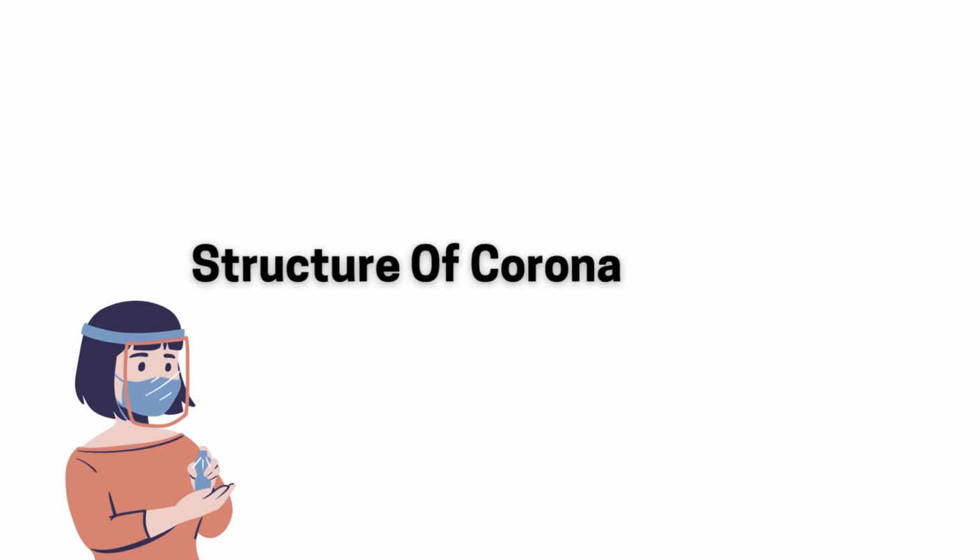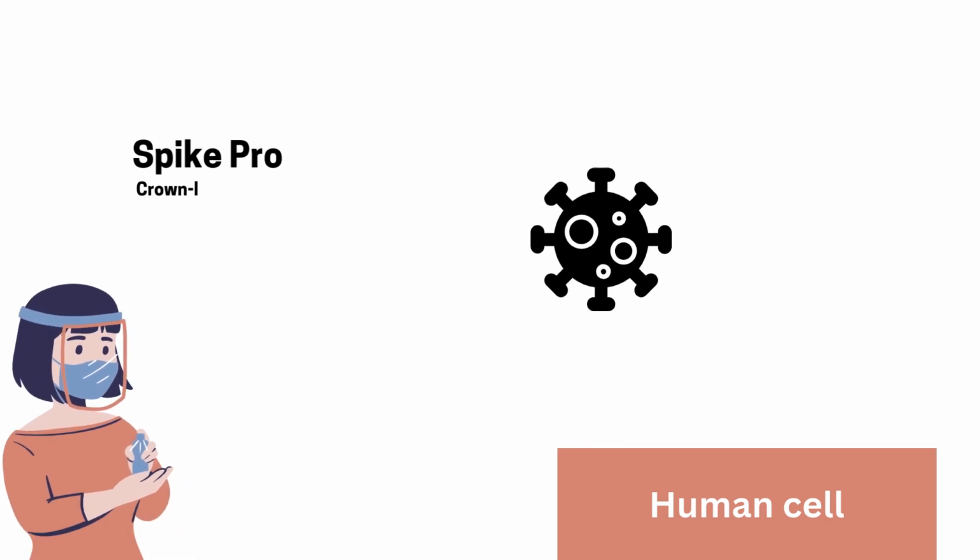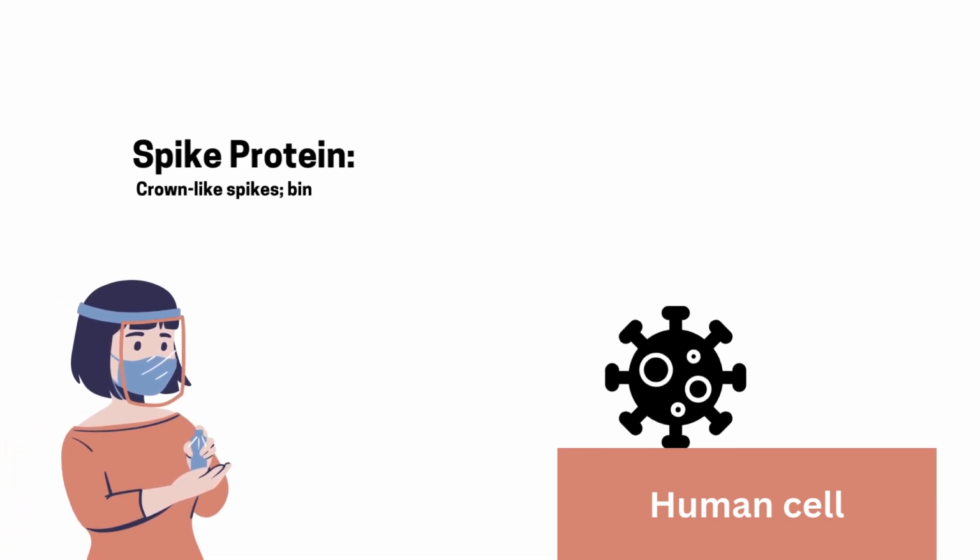Let's take a closer look at the structure of coronaviruses. Like all viruses in this family, they are spherical and composed of several components. The spike protein. These are the crown-like spikes that give the virus its name. The spike protein is crucial for attaching to host cells by binding to specific receptors.